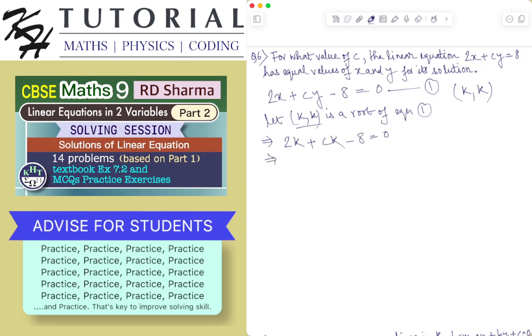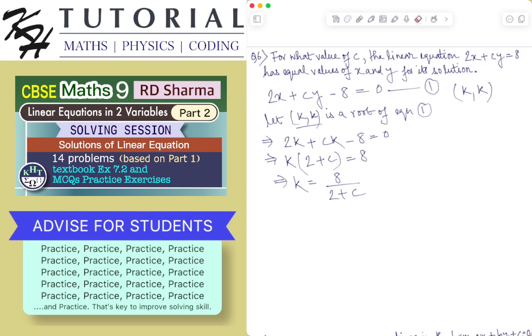This implies that k, if I take k common, 2 plus c is equal to 8. This implies k is equal to 8 by 2 plus c. For what value of c does the linear equation have equal values of x and y for its solution? What value of c? Okay.